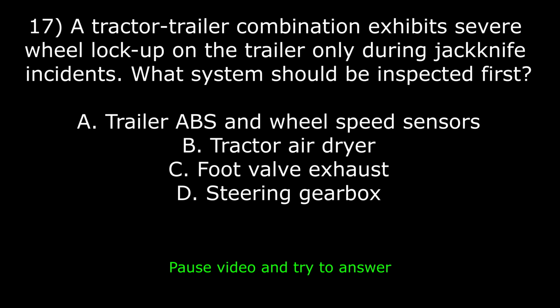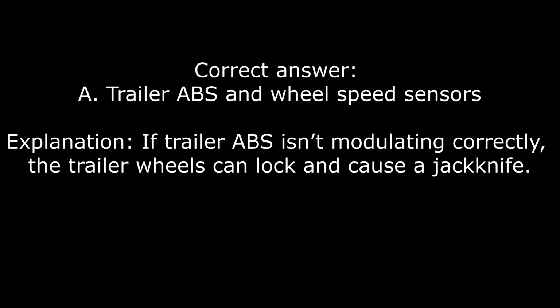Question 17. A tractor-trailer combination exhibits severe wheel lockup on the trailer only during jackknife incidents. What system should be inspected first? A. Trailer ABS and wheel speed sensors. B. Tractor air dryer. C. Foot valve exhaust. D. Steering gearbox. The correct answer is A. Trailer ABS and wheel speed sensors. Explanation: if trailer ABS isn't modulating correctly, the trailer wheels can lock and cause a jackknife.